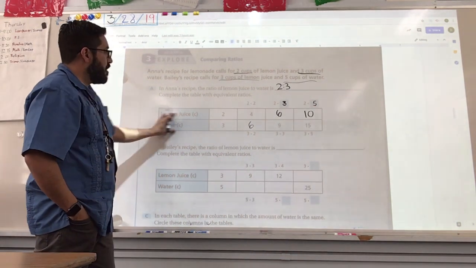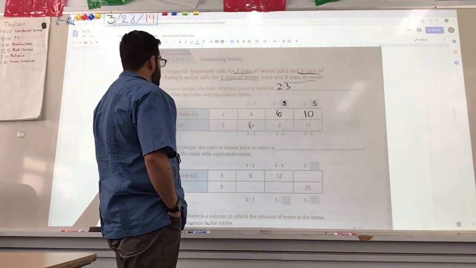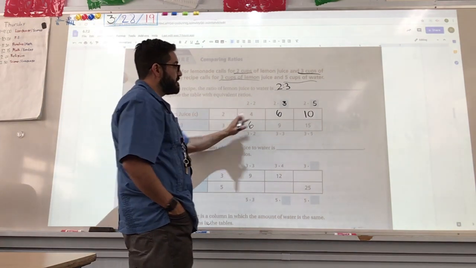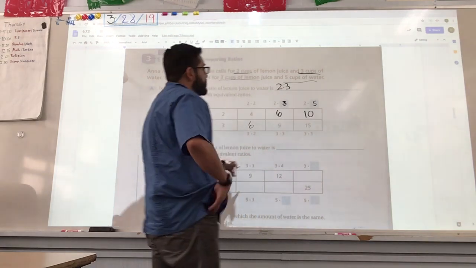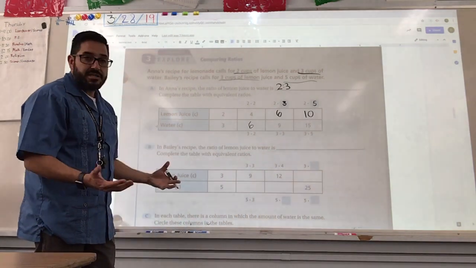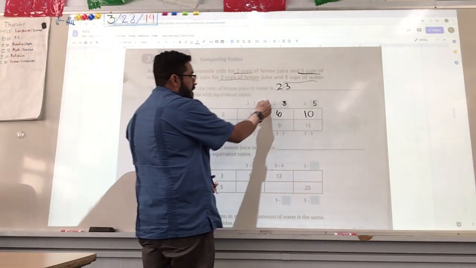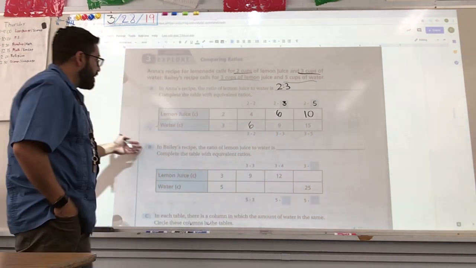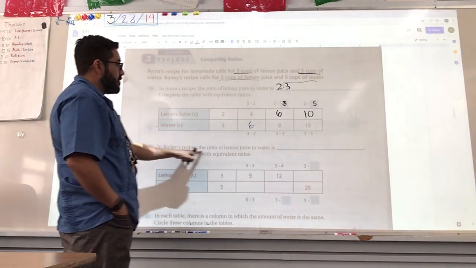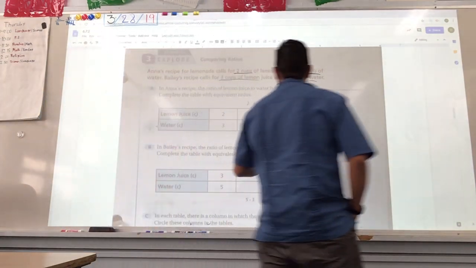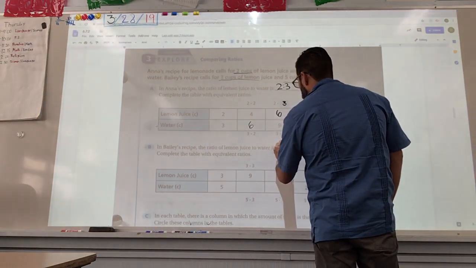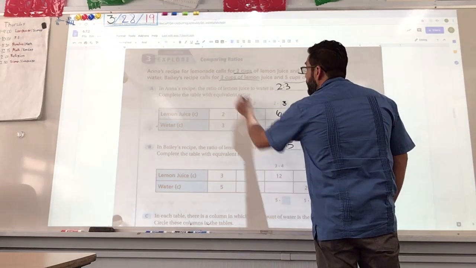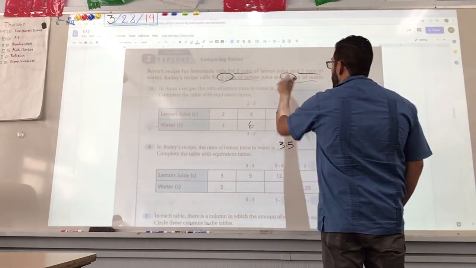Okay, so these are our ratios for Anna's recipe. 2/3, 4/6, 6/9, 10/15. So if you needed to make like 3 batches of that lemonade, you would go, okay, well, I need 6 cups of lemon juice and 9 cups of water. All right, in Bailey's recipe, however, the ratio of lemon juice to water is 3 to 5. 3 cups for 5 cups.